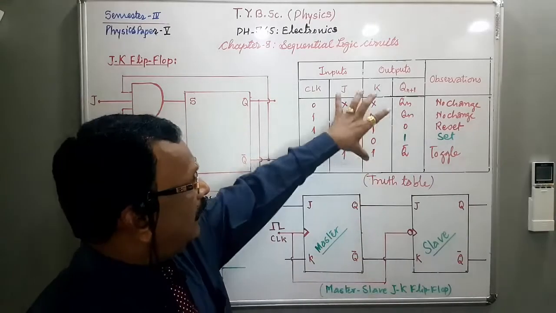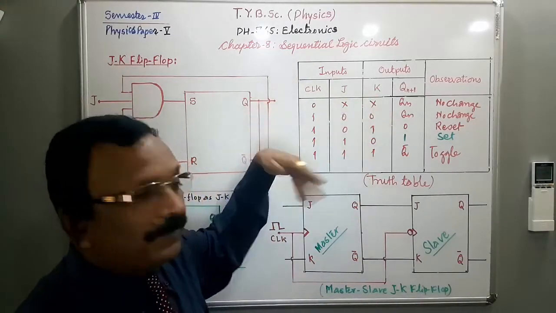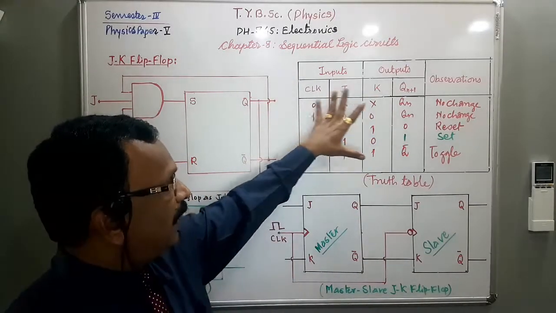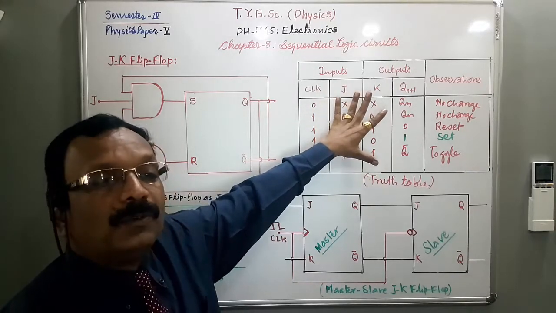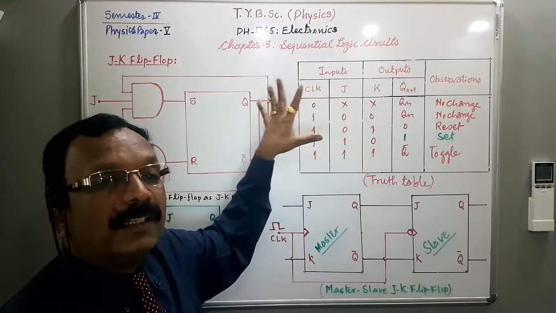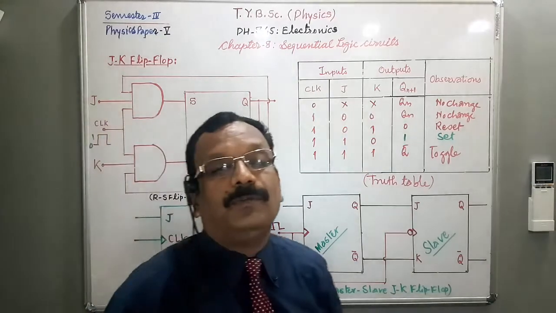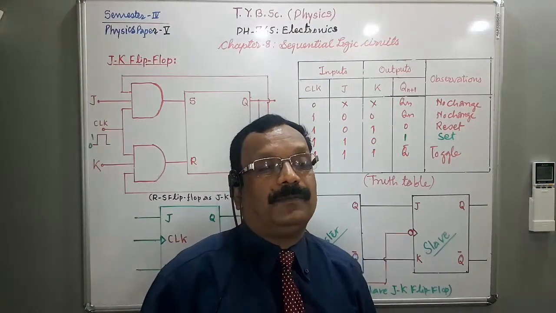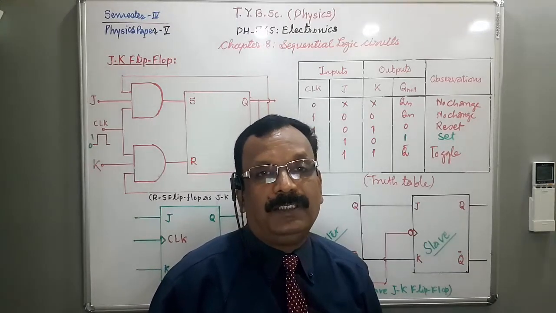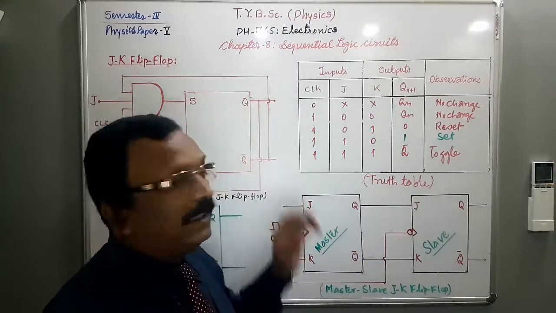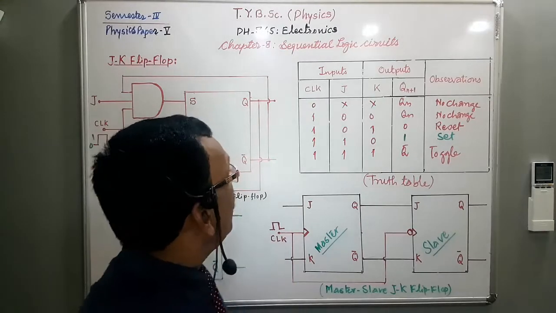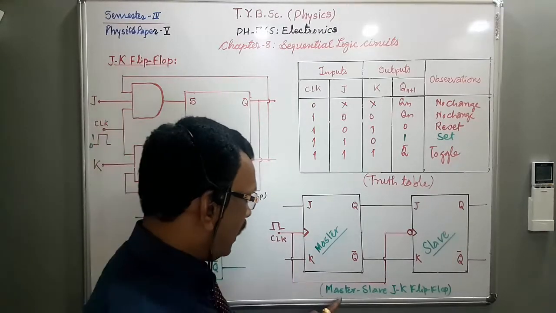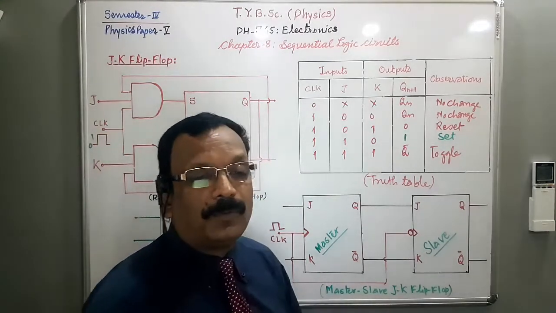Now, again, we can verify or summarize this from this truth table. We can summarize the functioning of this JK flip flop. Okay, now we are going to see the next flip flop, which is a subtype of this JK flip flop, and that is nothing but the master slave JK flip flop.